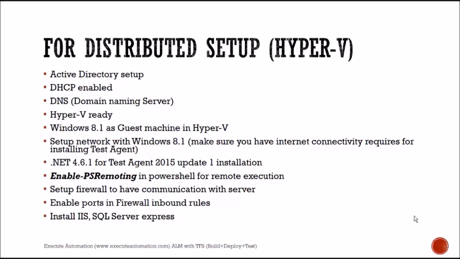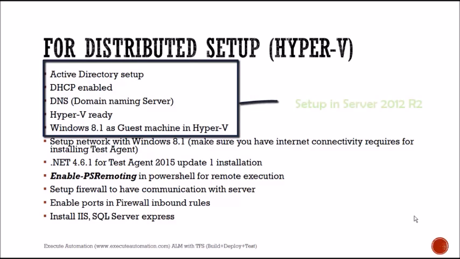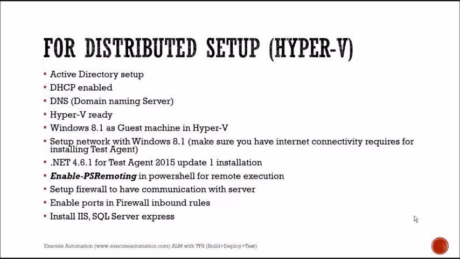So in the server, you should actually have an Active Directory setup, which can actually talk with your distributed clients, which are running in your Hyper-V. And then you should have DHCP, which is nothing but the Dynamic Host Configuration Protocol enabled, so that you can have an IP address assigned for the remote machines. And then you should have DNS, which is nothing but the Domain Name System service enabled in the Server 2012 machine. And then you should also have Hyper-V ready, because without Hyper-V, of course, the setup itself cannot be done on a Hyper-V machine.